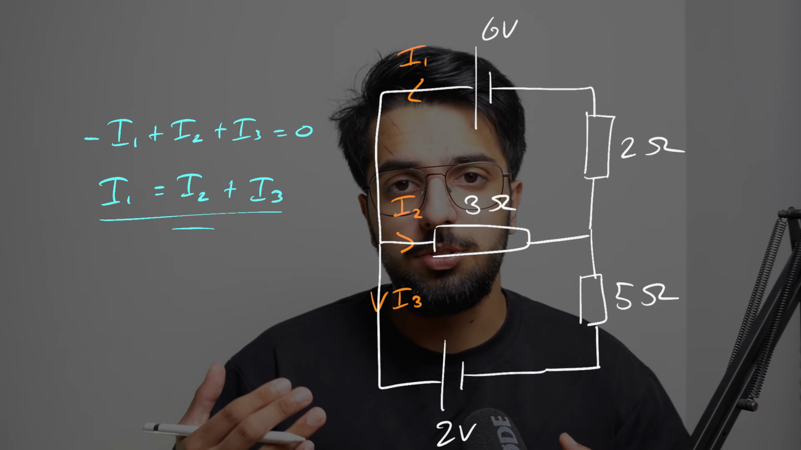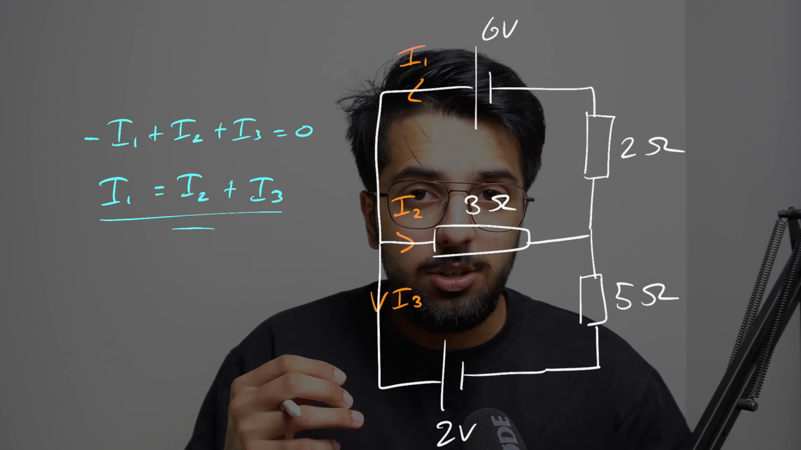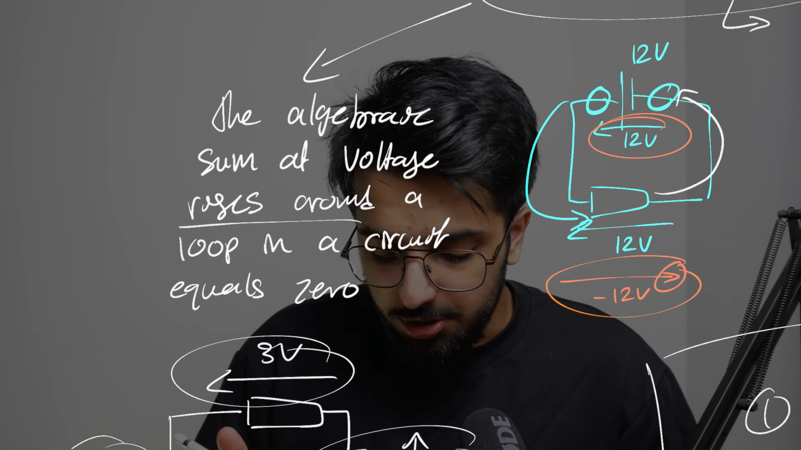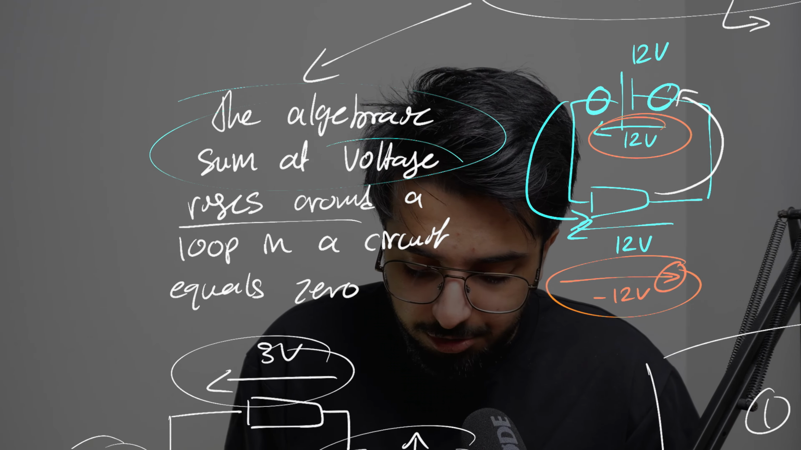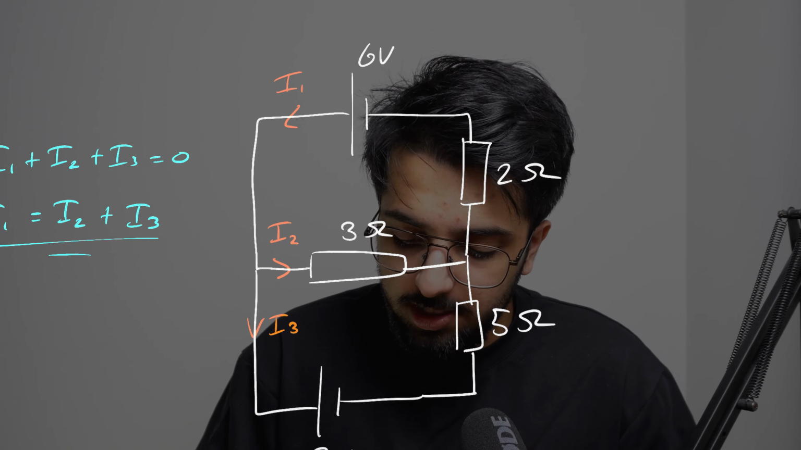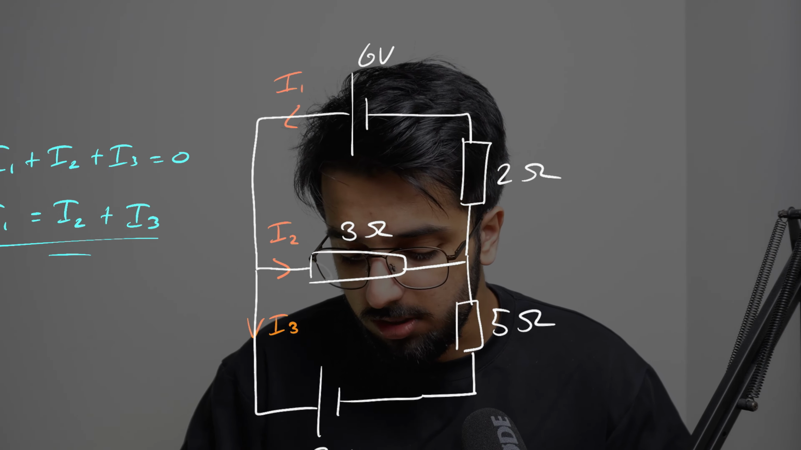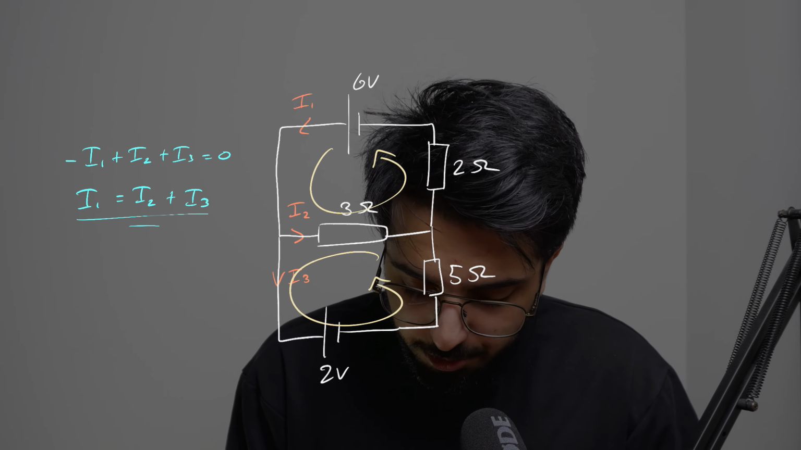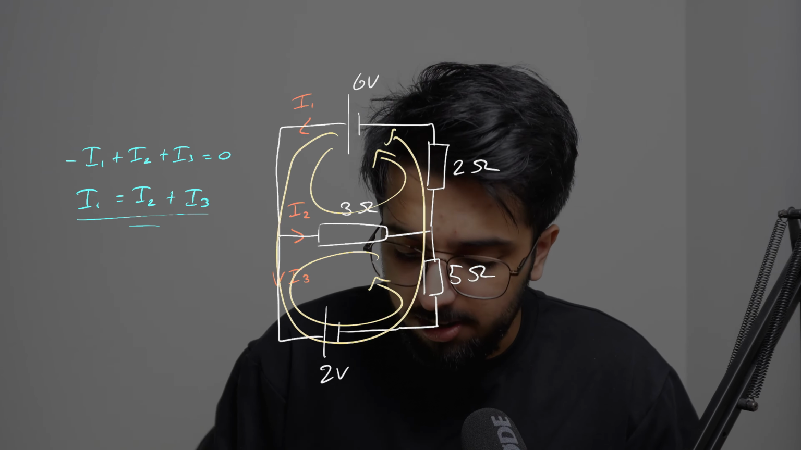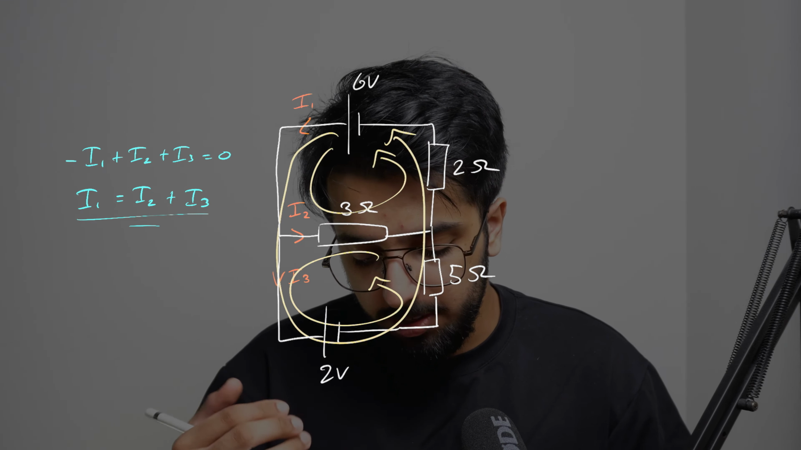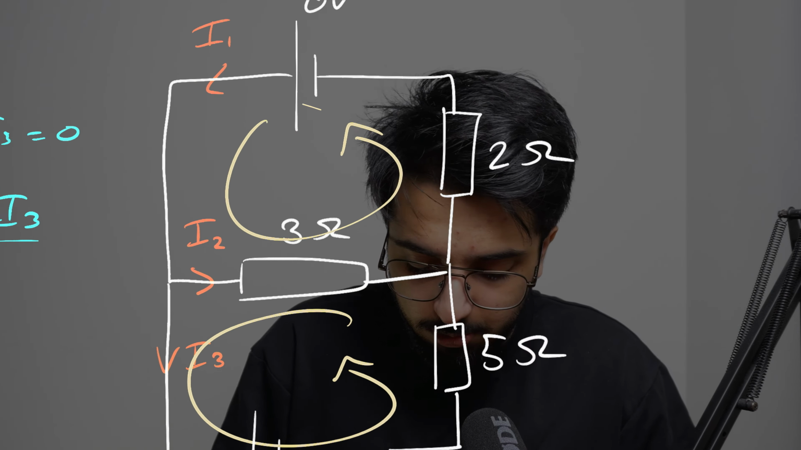Now that we've used Kirchhoff's current law to define our currents, we can use Kirchhoff's voltage law to find out the values of those currents. Like I said in my voltage video, Kirchhoff's voltage law states that the algebraic sum of all voltage rises around a loop in a circuit equals 0. As you can see, we have 3 options for our closed loop. We have this loop right here, another loop over here, and this entire loop right here. For this question, we only need to apply 2 loops in order to solve it. So we will apply these 2 loops right here.